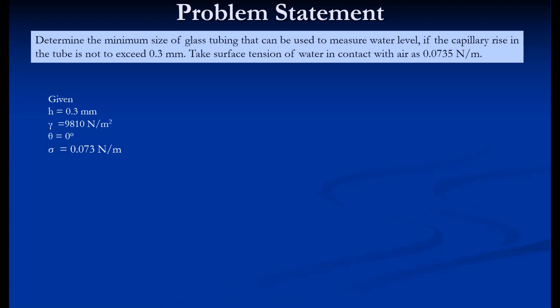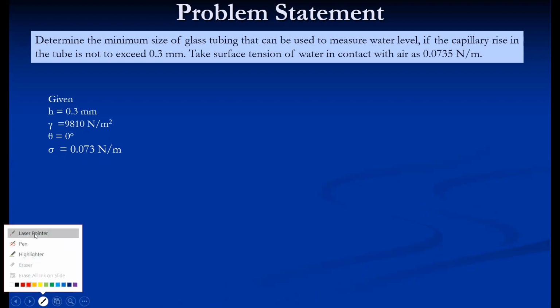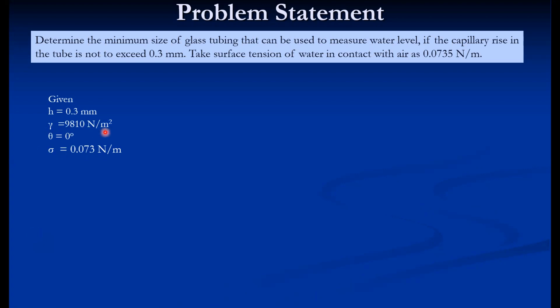As it is water, even though the value of specific weight is not given, water is a standard fluid, so you must know the value of gamma, that is 9810 Newton per meter cube. For water, the angle of meniscus is always 0 degree, and the surface tension of water is 0.0735 Newton per meter. So again, only one expression is applicable: 4 sigma cos theta upon gamma d.